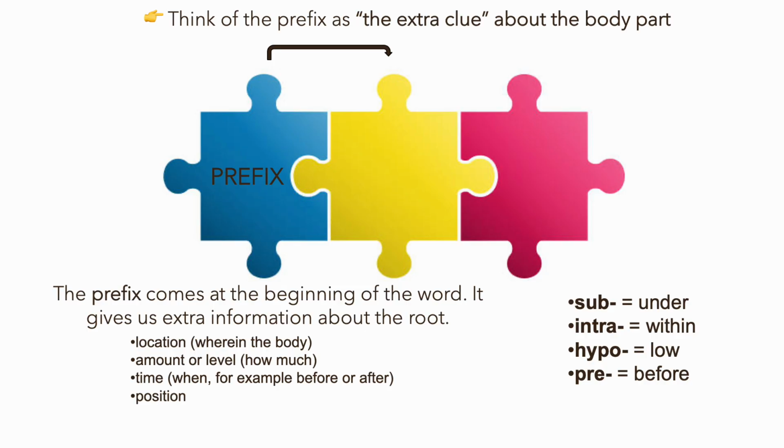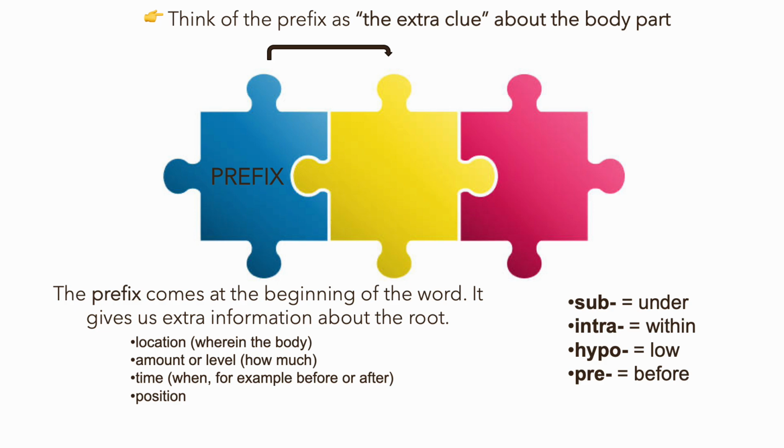Okay, the prefix, before, comes at the beginning of the word. The prefix gives extra information about the root. So it's going to give you extra information about the body part, for example, extra information about the heart, or extra information about the skin. It often tells us the location. Again, it could be the heart, it could be the skin, it could be the foot. Or it'll tell us the amount or level, like how much work is being done.